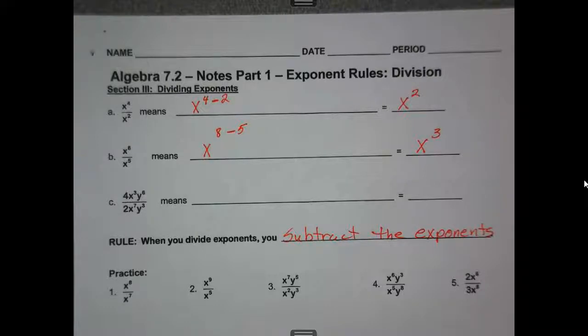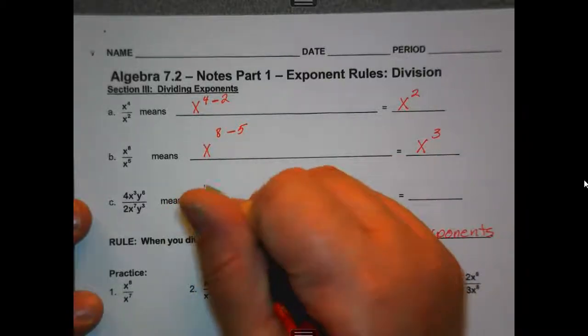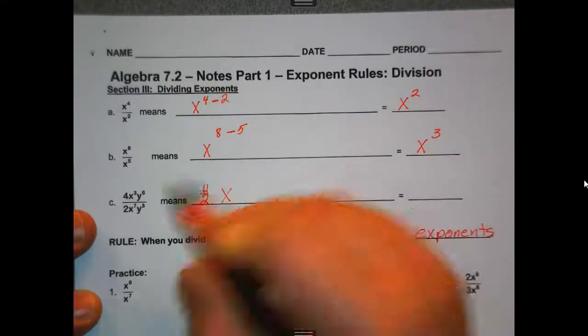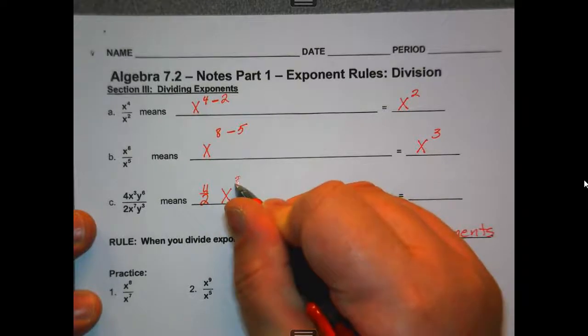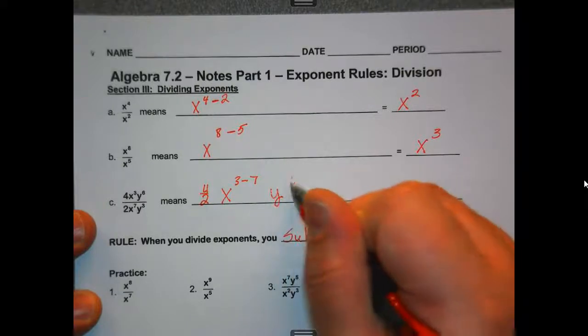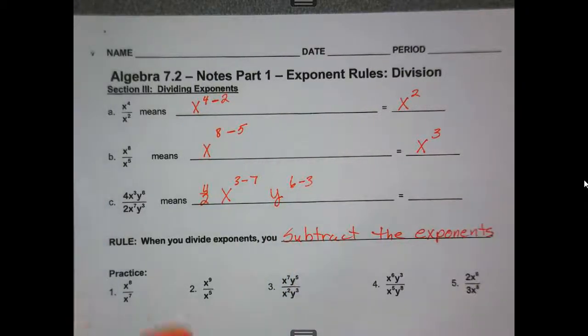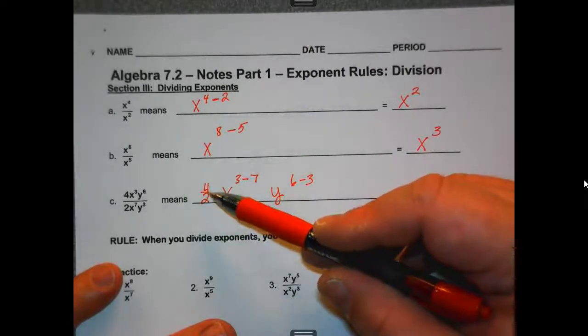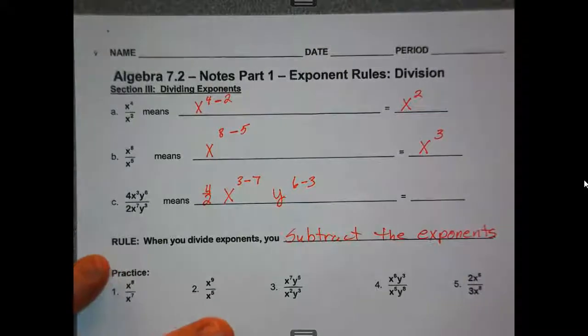Now, if we have coefficients, what are we going to do? They're just numbers, so we're going to actually divide out the numbers, okay? 4 divided by 2, then we're going to have x to the 3 minus 7, and y to the 6 minus 3. So our final answer. Now, this happens to divide out to 2. If it doesn't divide out, leave it as a fraction, okay? And we'll get to that in our examples.